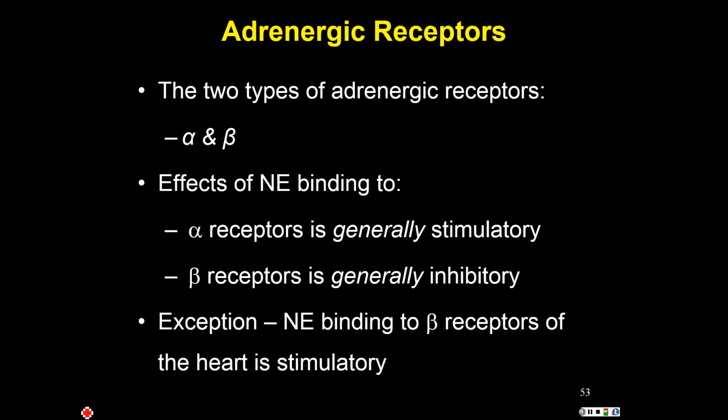A very important notable exception is norepinephrine binding to the beta adrenergic receptors at the SA node area of the heart. Instead of inhibiting the heart, it actually stimulates the heart. So norepinephrine at the heart causes it to speed up, which makes sense, right? You've heard of adrenaline, and your heart rate goes up. The reason it goes up is because norepinephrine and epinephrine bind to the beta adrenergic receptors.